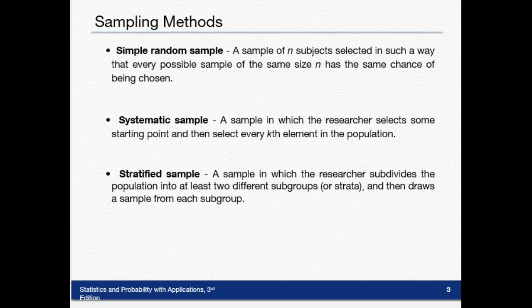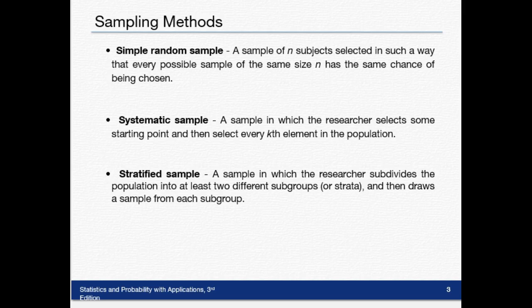So these are the different methods that they use, right? Simple random sample. This is a sample of size n subjects, so n is a number, selected in such a way that every possible sample of the same size n has the same chance of being chosen.